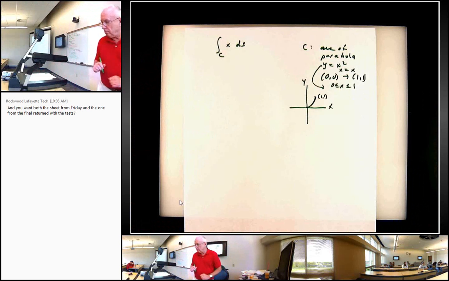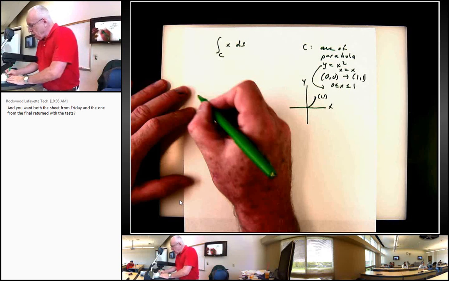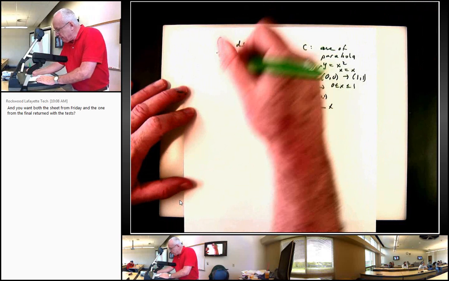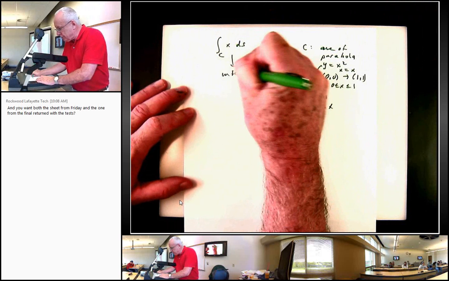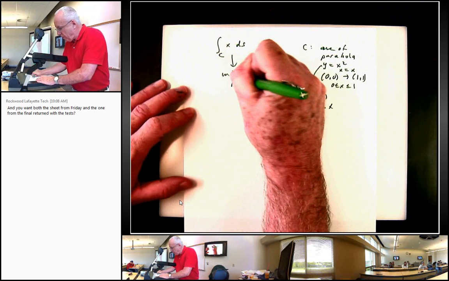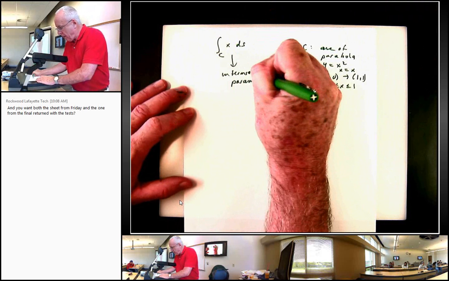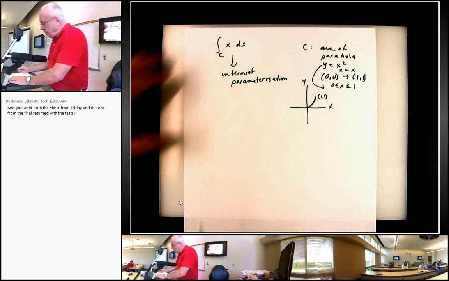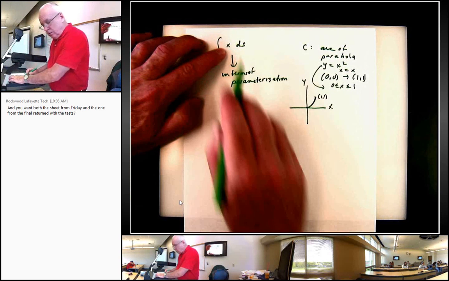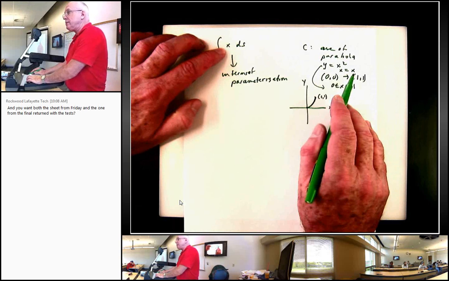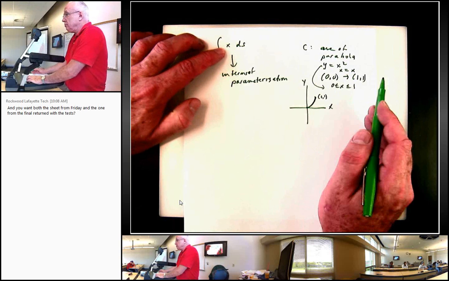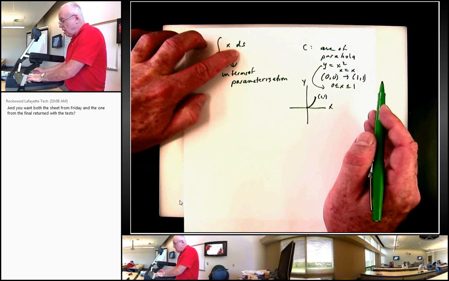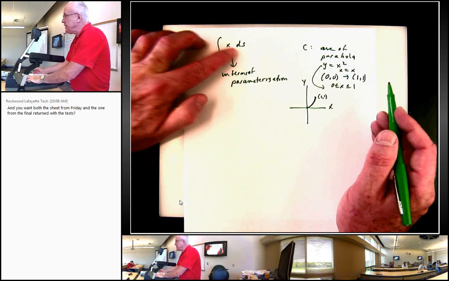Okay, so we now have to get this in terms of the parameterization. So x here, well, x is just parameterized as itself. x. That's it. Are we okay with that? I mean, that's just that simple. How do we figure out this ds?